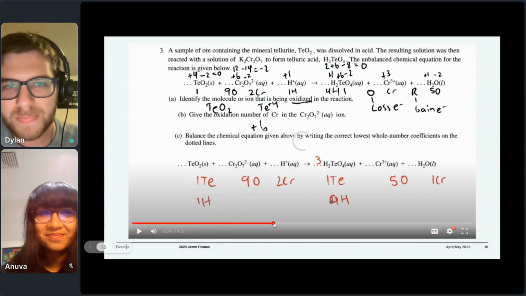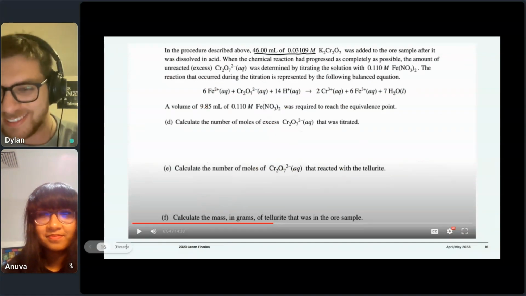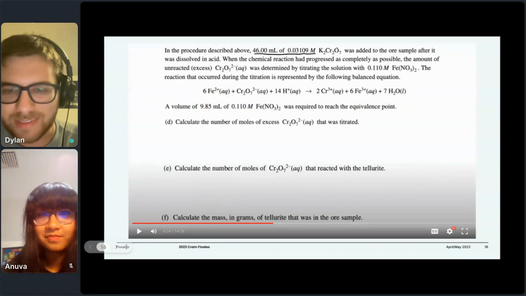Yeah, this was a tricky redox reaction, but let's move on to, I think personally, my favorite part of this question, because I love a good redox titration, and that is the redox titration. So let's take a look.